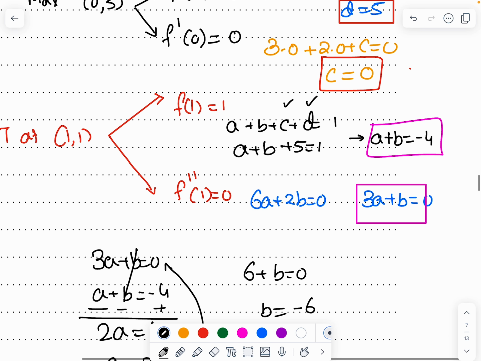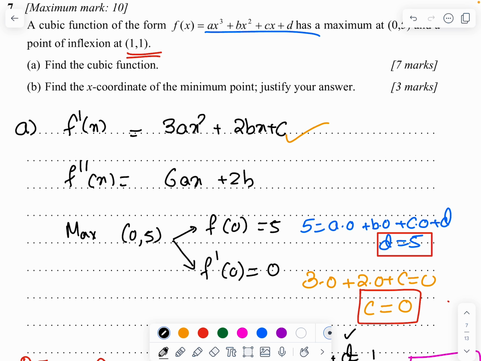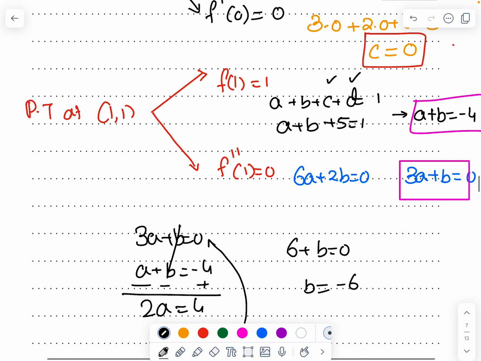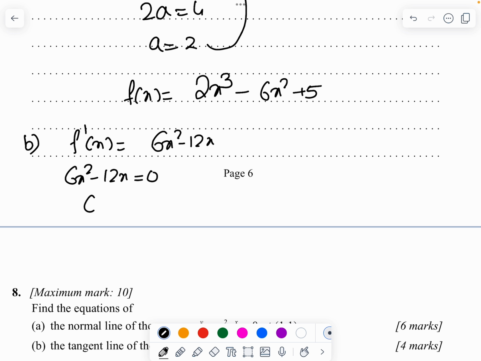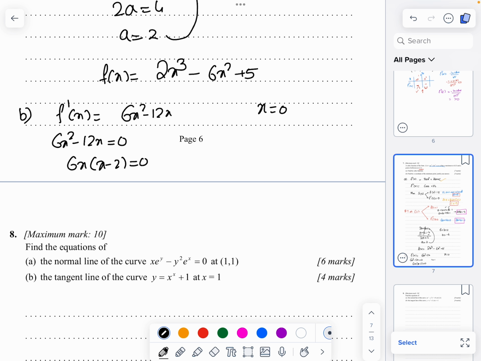Now find the x coordinate of the minimum point. So part B: f prime of x is nothing but 6x^2 - 12x. At a minimum point, the first derivative should equal 0. So 6x common, x - 2 should equal 0. So I get x equals 0. I will add up a page.